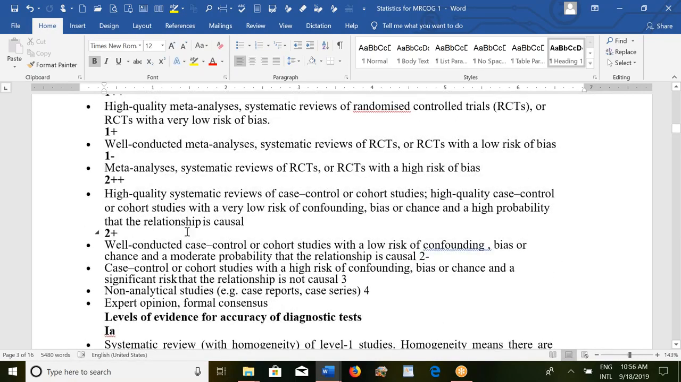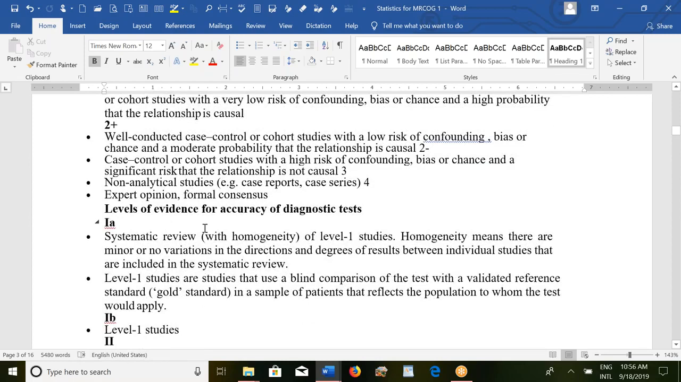Then there are different levels of evidence for accuracy of a diagnostic test. So these are for the studies, and now if you have to tell about a test 1A, you don't have to go into this detail, just briefly. Systematic reviews with homogeneity of level 1 studies. Homogeneity means that there are minor or no variations in the directions and degrees of the results between individual studies that are included in the systematic review.